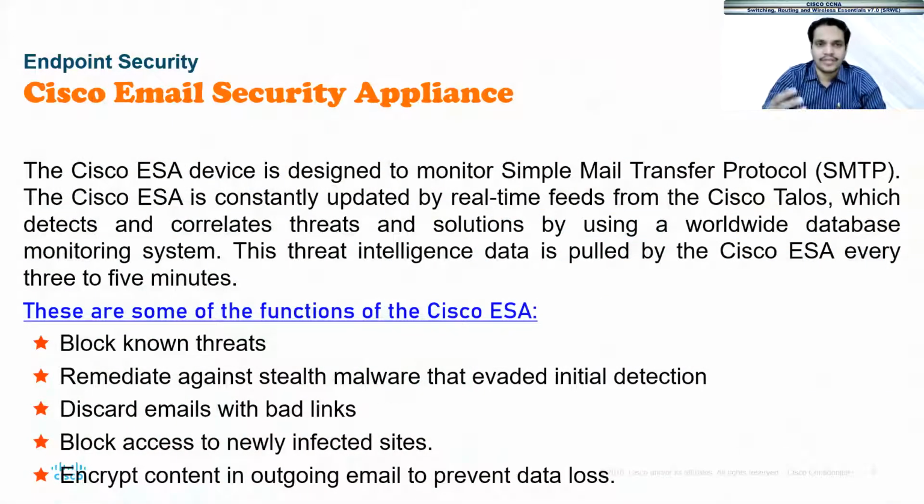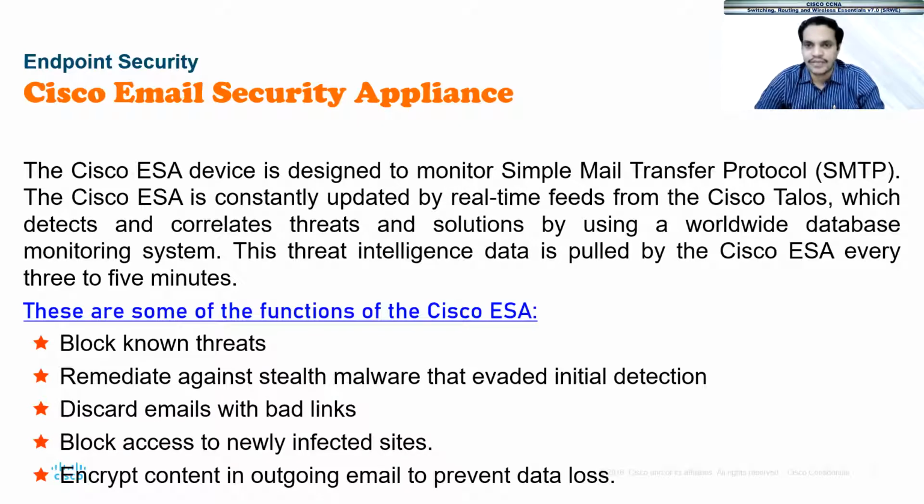So, the first one being the Cisco's email security appliance, commonly called as ESA. This is a device that is designed to monitor the simple mail transfer protocol, SMTP. This device is constantly updated by real-time feeds from Cisco Talos, which detects and correlates threats and solutions by using a worldwide database monitoring system. The threat intelligence data is pulled by the ESA every 3 to 5 minutes, so it constantly updates itself.